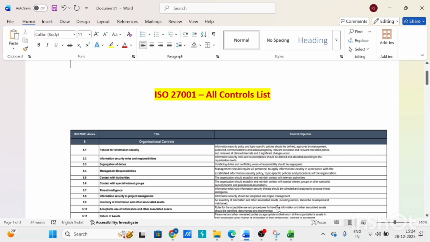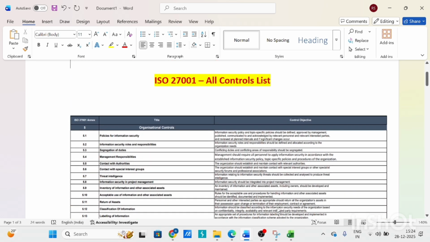Good morning, team. As you know, we are covering ISO 27001. We completed all the contents there. So this is the time, as I promised you, that I will provide the complete list of all controls belonging to ISO 27001. There are four sections covered by ISO 27001. We will discuss what the controls are and what the control objectives are. Let's begin the session.